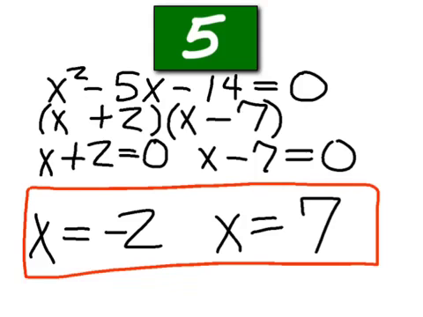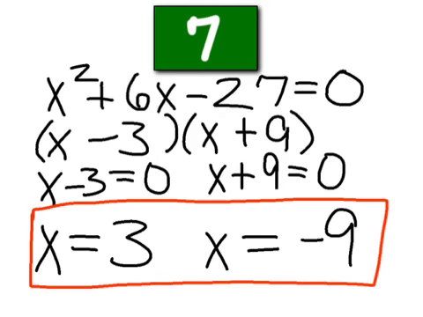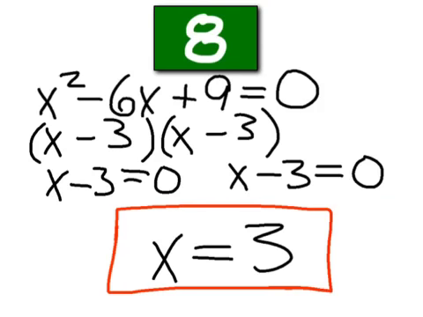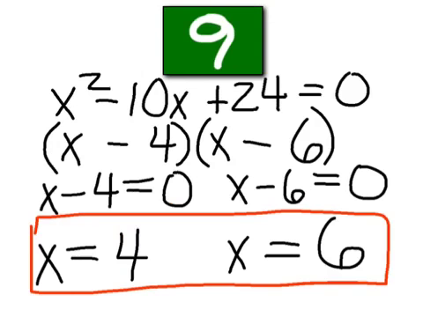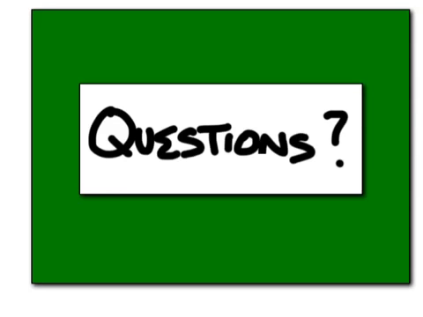5 should be -2 and 7. 6 should be -8 and 6. 7 should be 3 and -9. Number 8, they both just come out as 3, so you can just leave it as x equals 3. 9 should be 4 and 6. And 10 should be 3 and 7. Any questions on the homework?